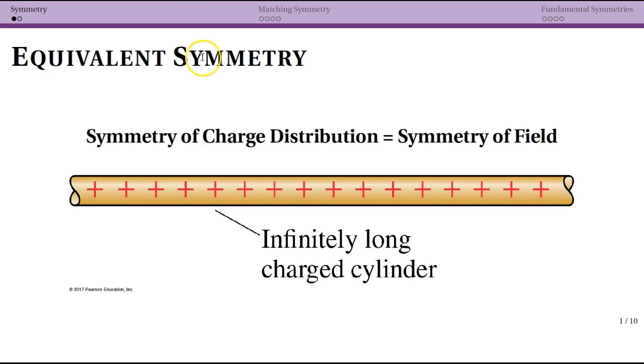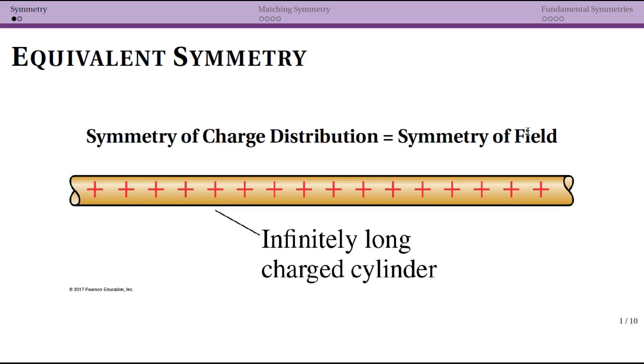So the first thing we're going to talk about here is the reason that we need symmetry is that the symmetry of our charge distribution is going to equal the symmetry of the field. So this is a conceptual shortcut to getting started. If we know what the charge distribution is, we can figure out its symmetry, and then we can figure out the symmetry of the field. We then know something about the field.